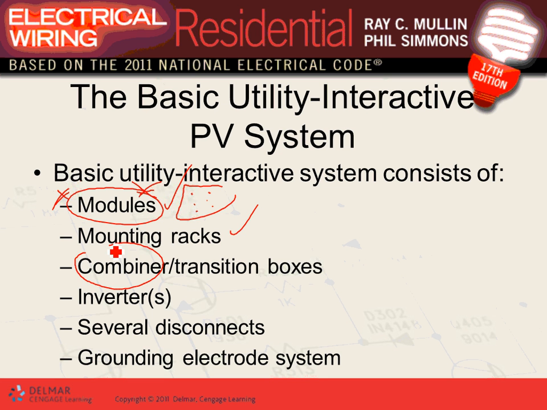There's something called a combiner box. We put the cells, connect them together, put them on the brackets, hold them. We have a box underneath them that's called a combiner. It's a junction box. Bring all these wires into that junction box. That's what a combiner is. Then you pull them from the junction box into an inverter.